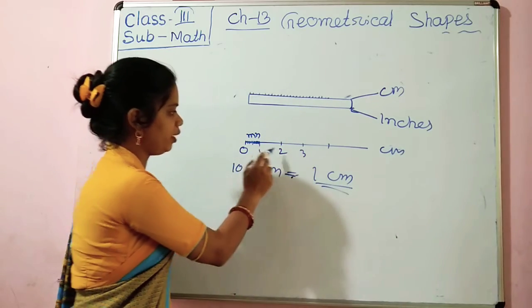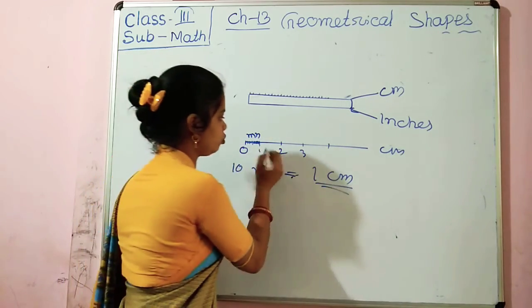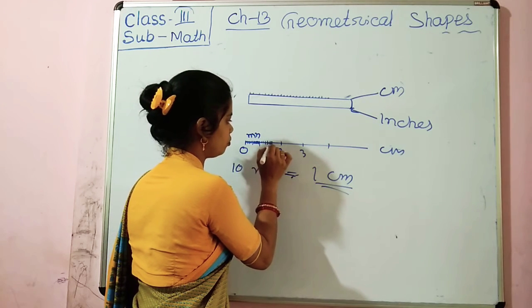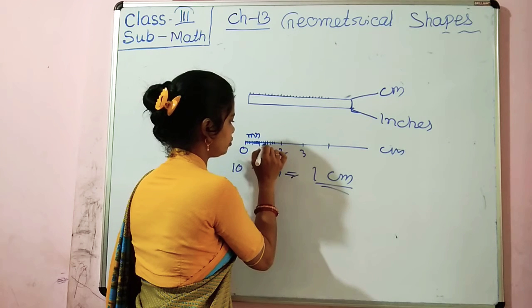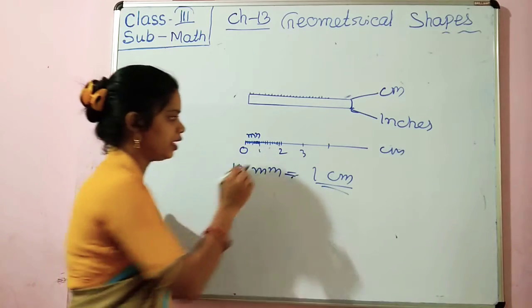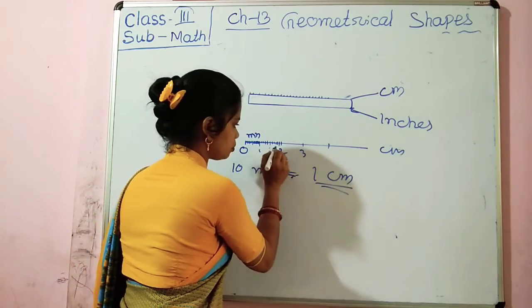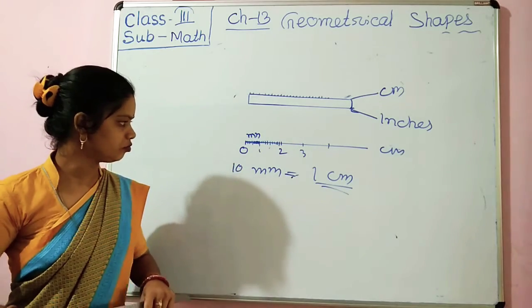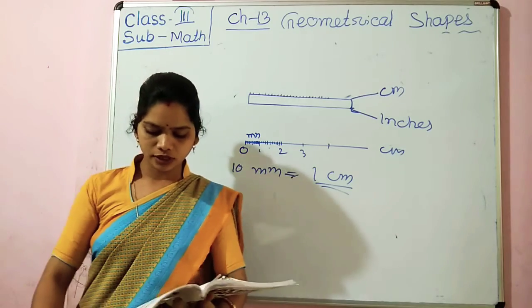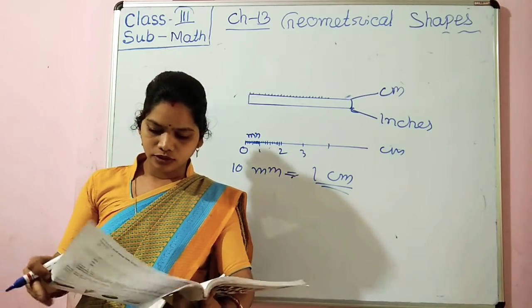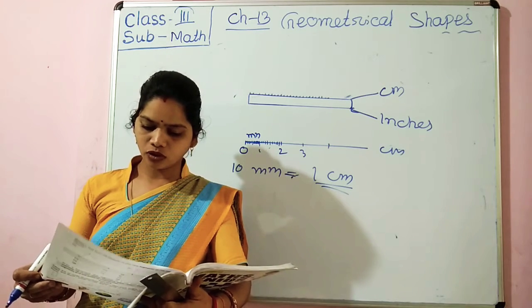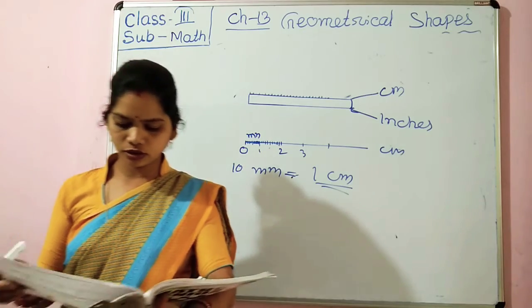Here, between 1 cm and 2 cm, there are 10 small lines. The small lines are called mm. For 10 small lines, 10 mm is equal to 1 cm. In this way, you have to complete 13.3 in your copy.